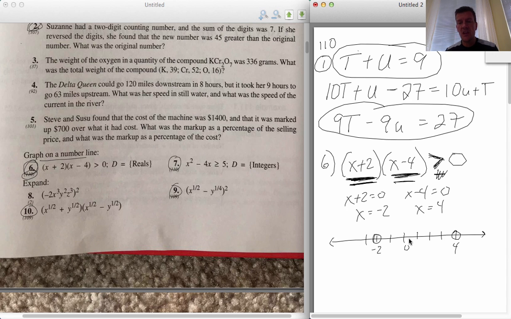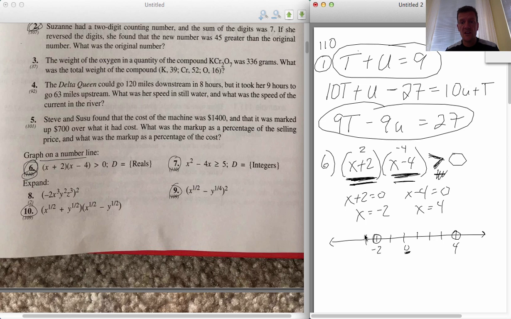Now all we've done is divide this number line into regions. The region far to the left of negative 2, in between negative 2 and 4, and far to the right of 4. You're just going to test those regions now. For example, if I take the number 0 right here and I put it in, 0 plus 2 is 2, 0 minus 4 is negative 4, 2 times negative 4 is not positive. So this middle region is not going to work. You will not shade that middle region. That means the region on the extremities is going to be your answer.